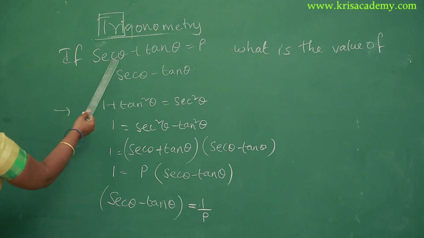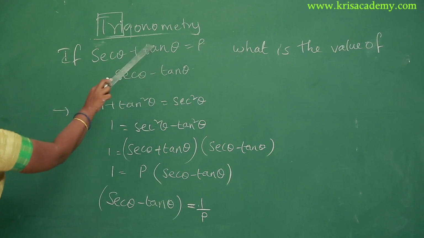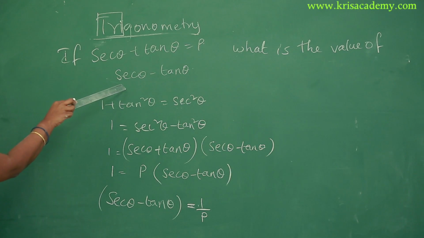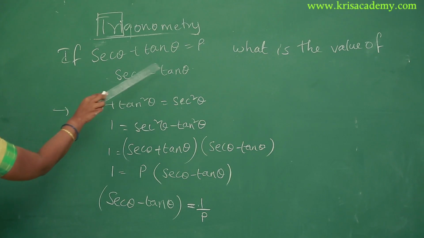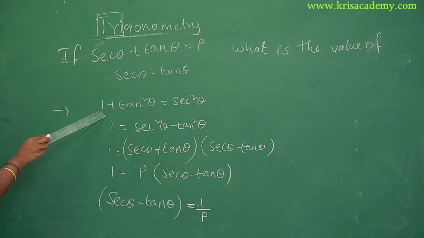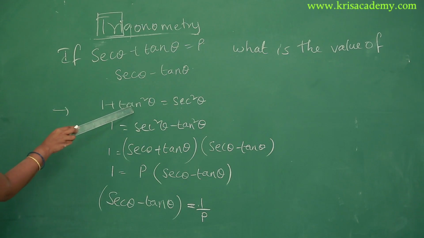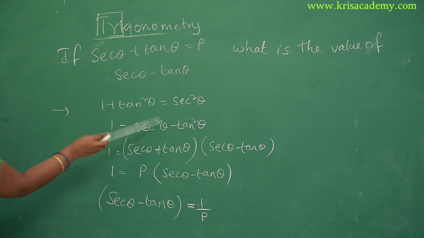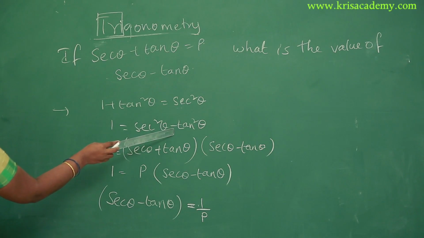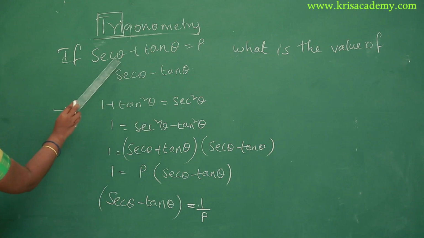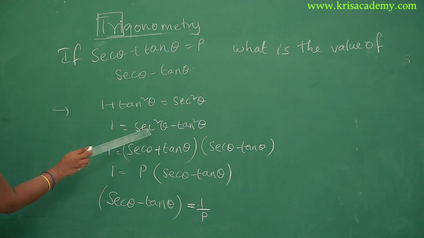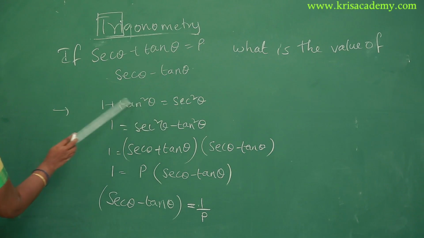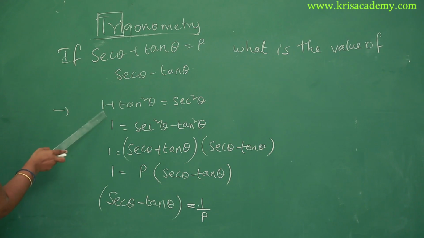Now, if secant theta plus tan theta is equal to p, they are asking what is the value of secant theta minus tan theta. So we have only one trigonometric identity, that is 1 plus tan square theta is equal to secant square theta. Plus tan square theta, we have to take to that side, it becomes minus. Why like this? 1 is here plus, 1 is here minus. So (a plus b) into (a minus b) will give a square minus b square. In that way we can start solving the problem.